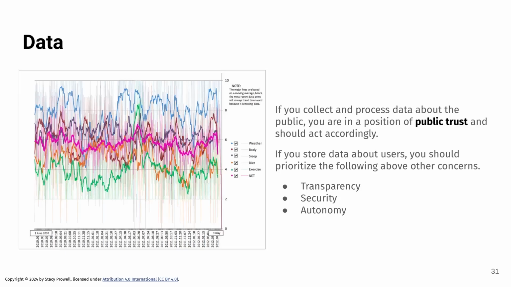If you collect and process data about the public, then you are in a position of public trust, and you should act accordingly. If you store data about users, then you should prioritize some things above others, and those things are transparency, security, and autonomy. And we'll talk about those in just a moment. But again, storing data about the public, you are in a position of public trust. People are putting their trust in you to behave responsibly with their information.